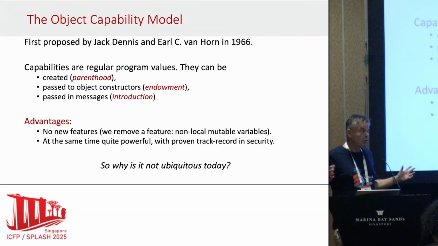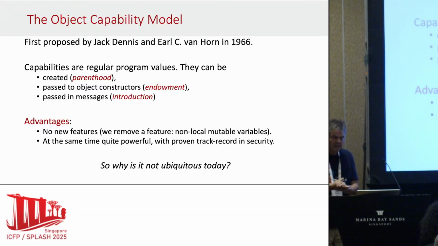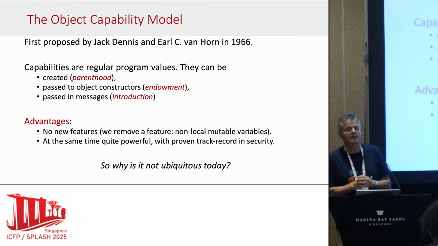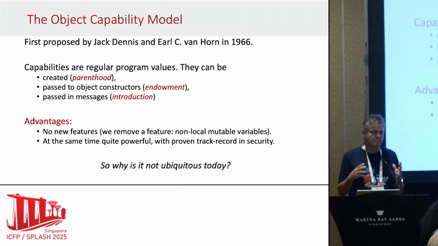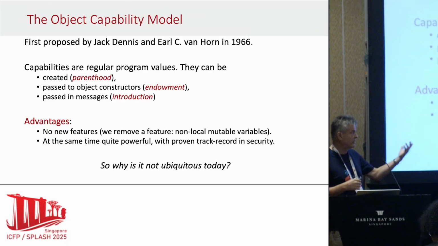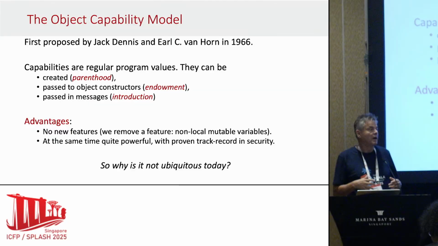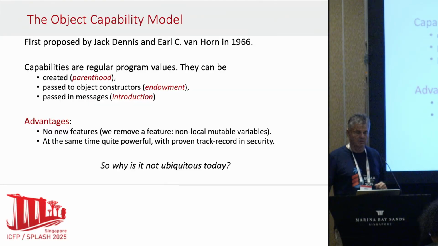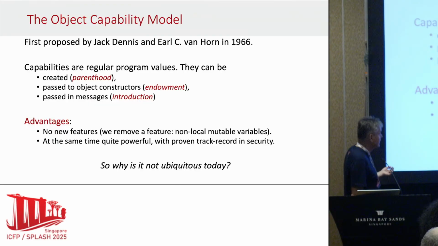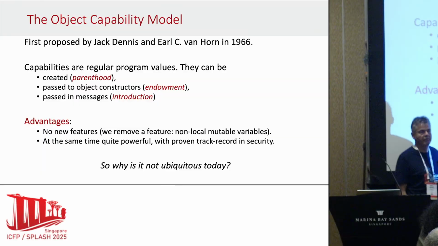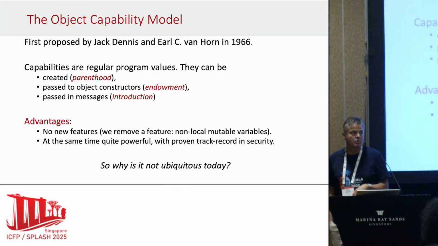Okay, so capabilities, what are they? In fact, capabilities are a really old idea. It comes back from 1966 by Jack Dennis and Earl van Horn. And they are just regular program values, but they're restricted in how they can be passed around. So they can be created, they can be passed to other objects and their constructors, and they can be passed to methods and messages. That's all. So the advantage of that is there's no new feature at all. That's just what you can do with normal variables. In fact, what we take away is non-local mutable variables, those you're not supposed to have with these things.